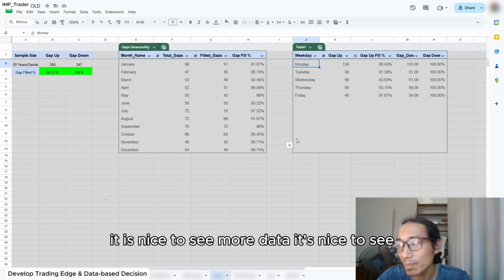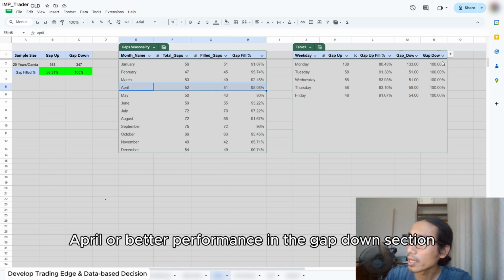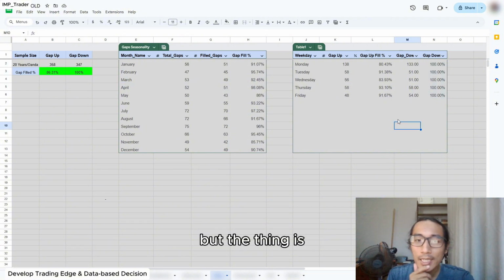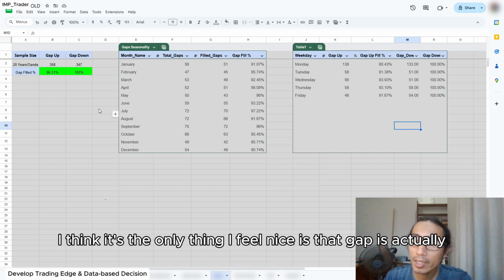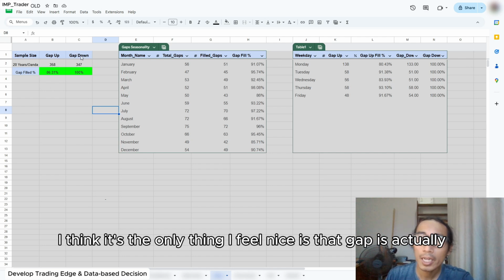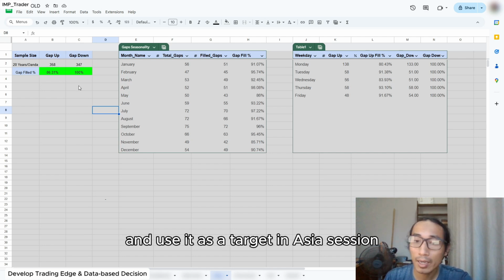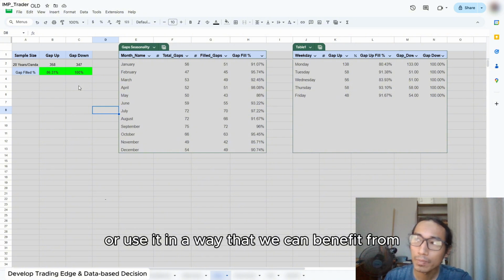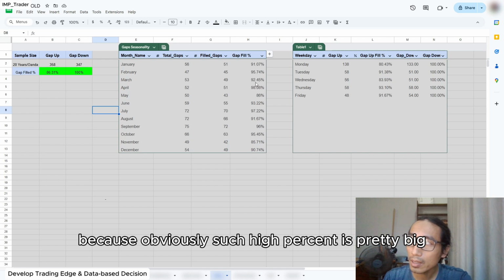It's nice to see better performance in April or better performance in the gap down section. But the thing is, I don't think that is necessary. The only thing I feel is nice is that gap is actually something we can utilize in our trading strategy, and use it either as a target in a session or use it in a way that we can benefit from the probability that we're seeing right here, because obviously such a high percent is pretty big.